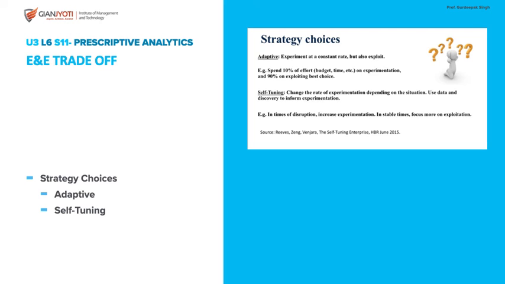Change the rate of experimentation depending on the situation. So rather than fixing 10%, as I took an example in adaptive strategy, we change the rate of experimentation, which will be dependent on the situation. So we use data and discovery to inform experimentation, when to experiment more, when to experiment less. So that is controlled by my artificial intelligence. For example, in times of disruption, when a lot of innovativeness is happening, I increase the experimentation. And in the stable times, I focus more on exploitation.